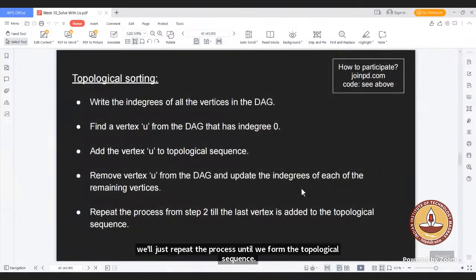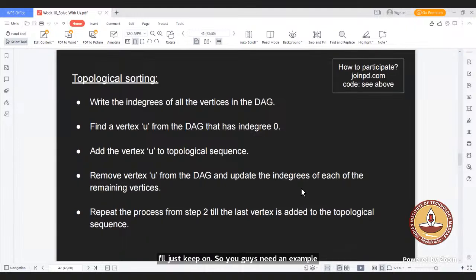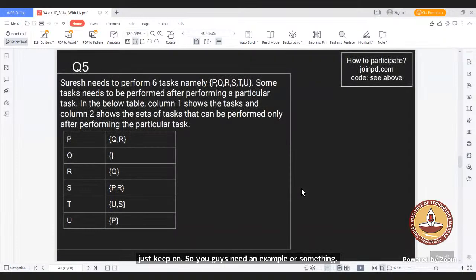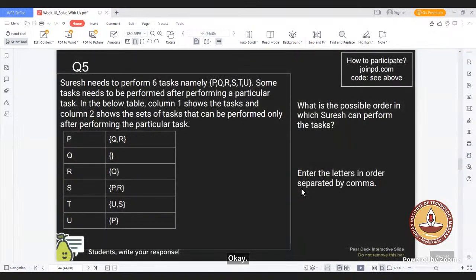I'll just give an example. Do you guys need an example or something? Okay, so we'll just go to the question. So Suresh needs to perform it. Okay, so I think this is a question. So everyone can see this question, right?